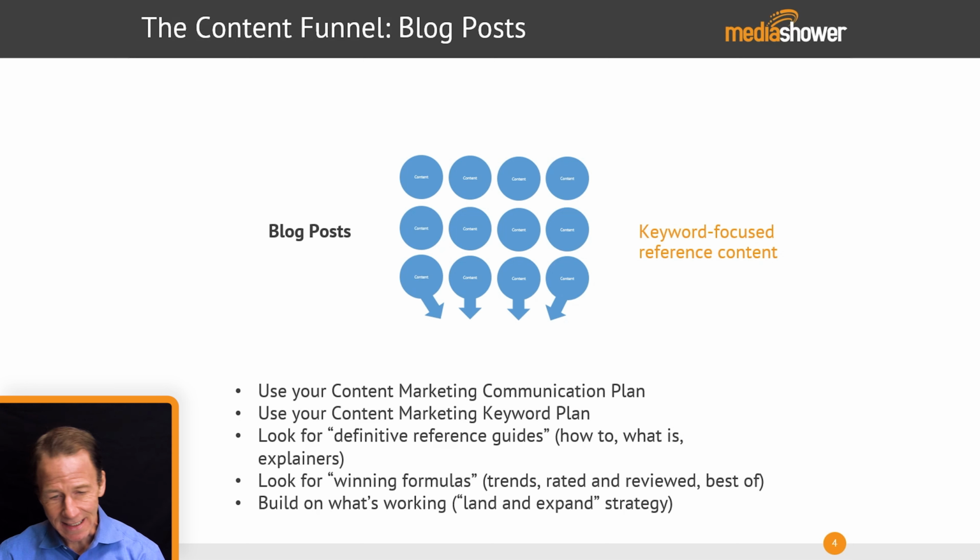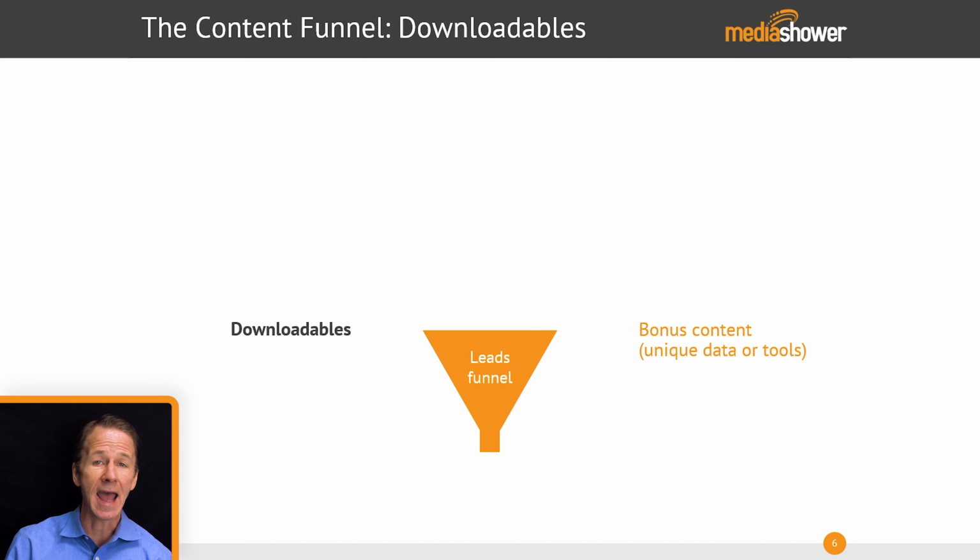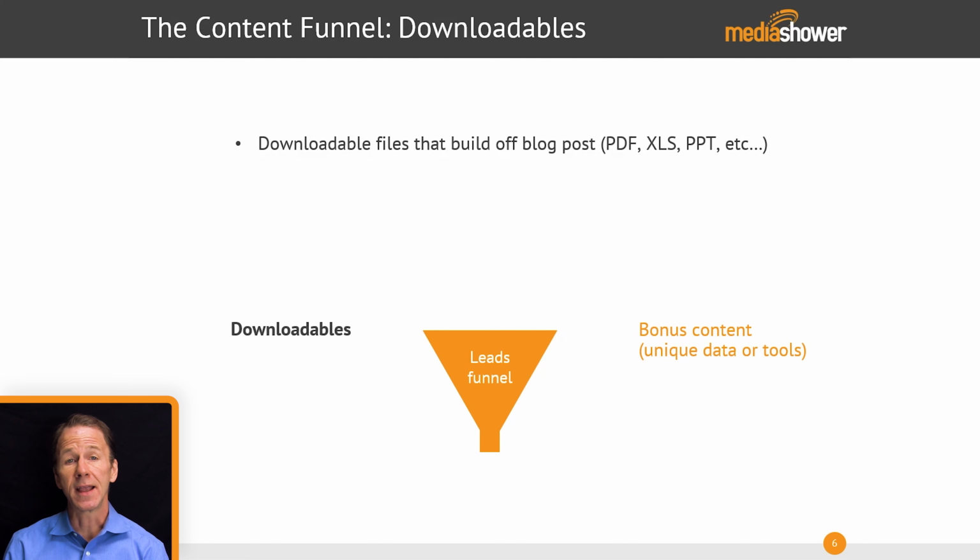Let's talk next about downloadables. So once they're on the blog post, we want to be driving them into that lead funnel. So again, this is an email sign up in order to get some kind of bonus piece of content. Typically, these are ebooks and they're delivered as a PDF, but they can also be an Excel sheet. Downloadable templates or models work very well.